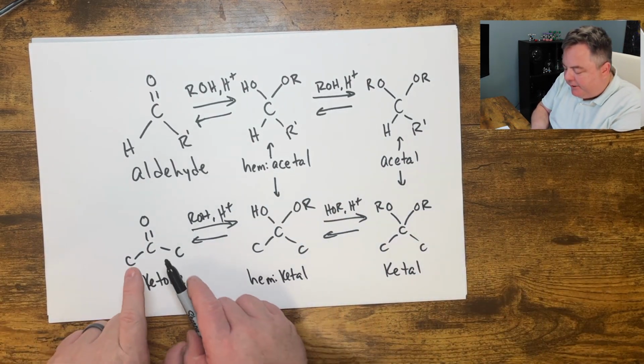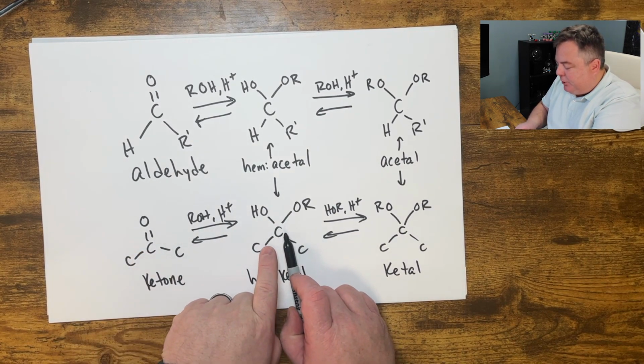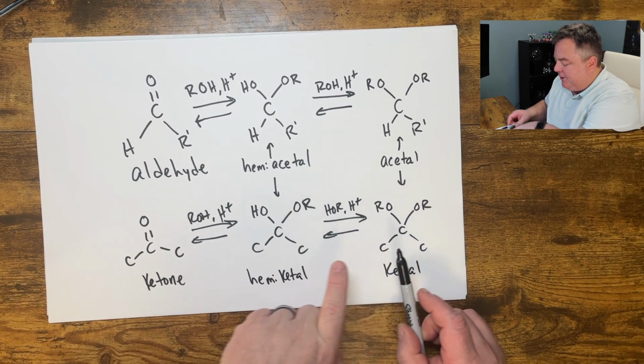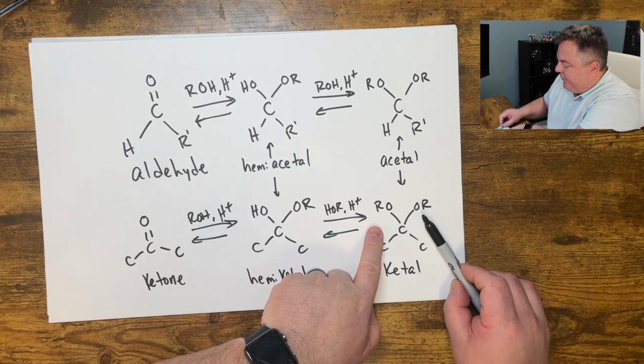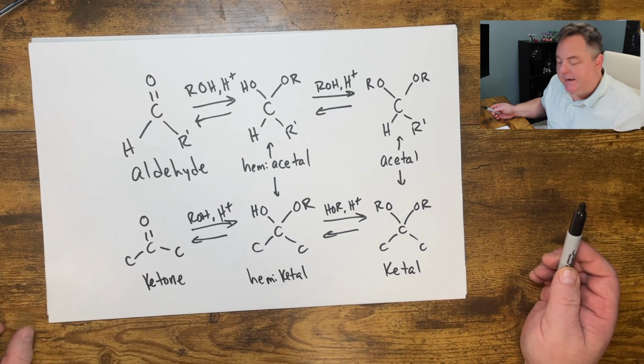Okay, so that's the first thing in your head. Two carbon-oxygen bonds. OH and O carbon from my alcohol, and then two O carbon groups, OR groups for the acetal. Now let me show you a little trick how we can use this acetal to our advantage.